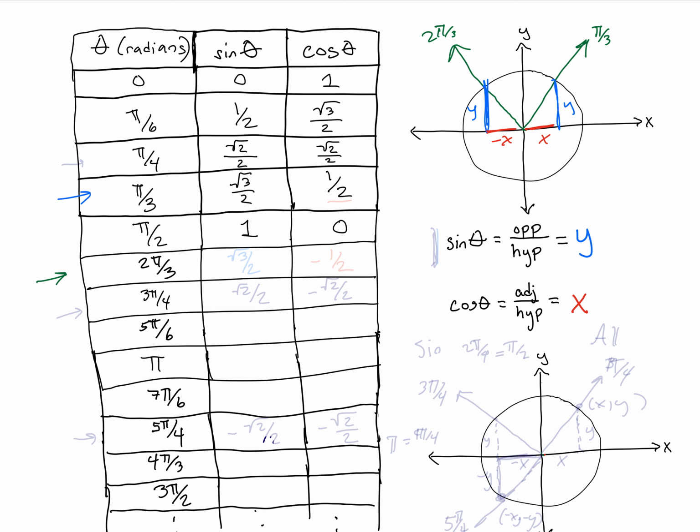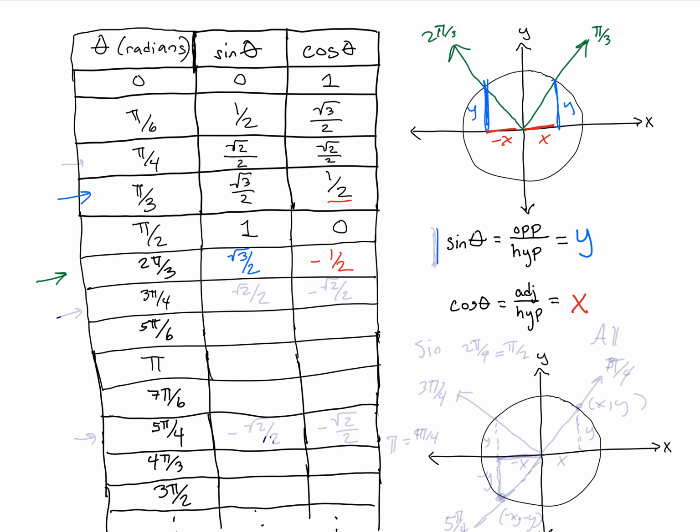As we said, the y values are identical, and the y values are our sine of theta. So sine of theta is the same as what we had before, square root of 3 over 2, whereas the x values are opposite of one another. So it's negative x, whatever we had before. So this was 1/2. Now we're going to have negative 1/2 for the cosine of 2 pi over 3.